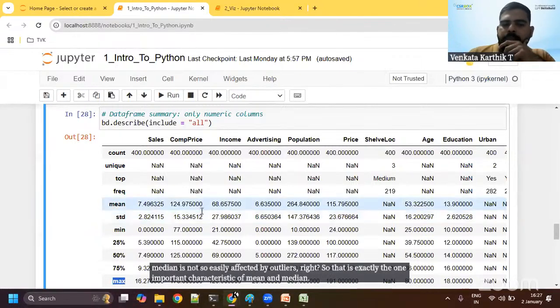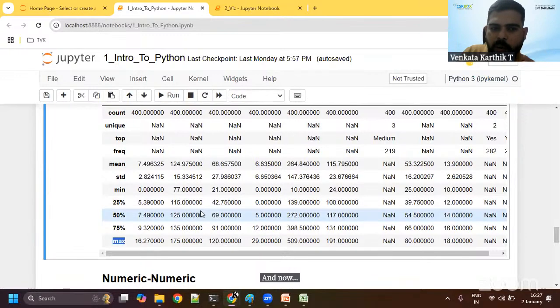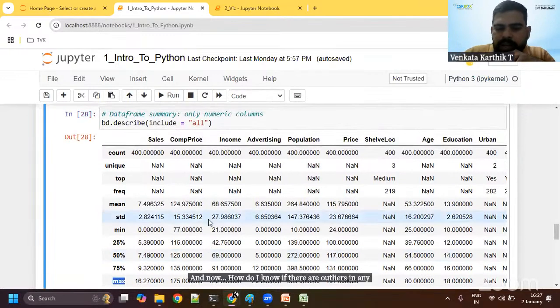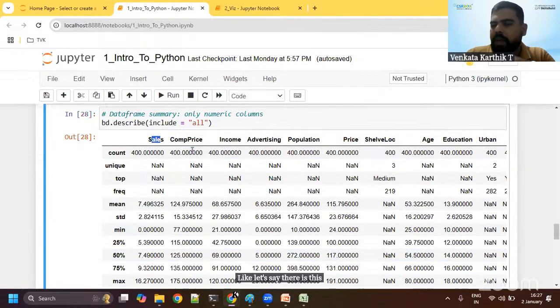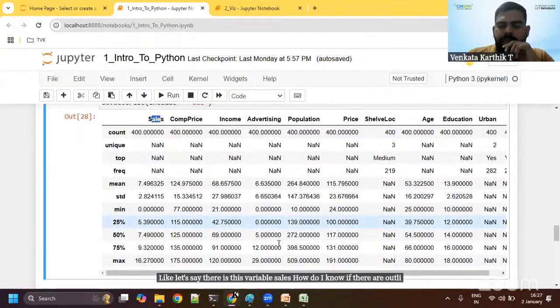And now, how do I know if there are outliers in any of the variables? Let's say there is this variable sales. How do I know if there are outliers in this data?